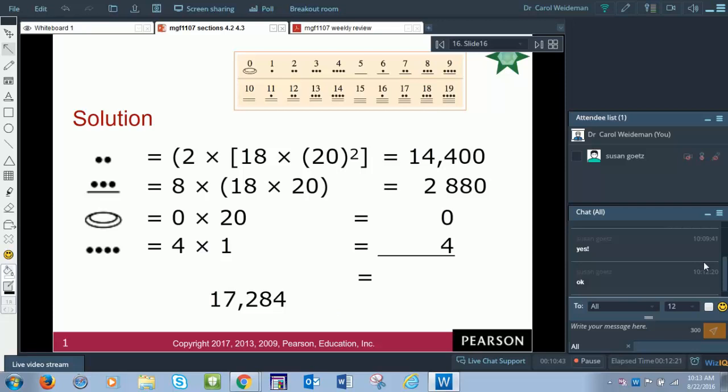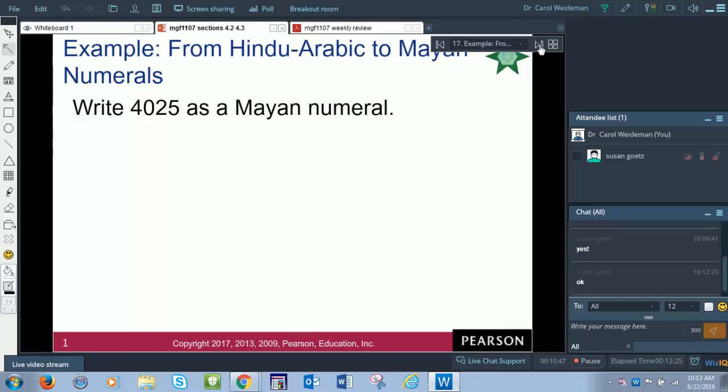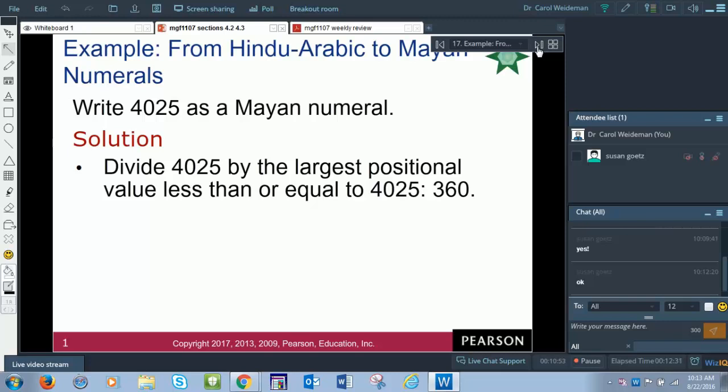Okay, now we're going to go the other way. So now we're going to go from Hindu-Arabic to Mayan. We're going to do the same thing: you divide the number by the largest positional value less than or equal to 4025. If you remember, it went 360 and then it went 7200. So the largest one that's less than the number is 360. So I divide 4025 by 360. I get 11 remainder of 65.